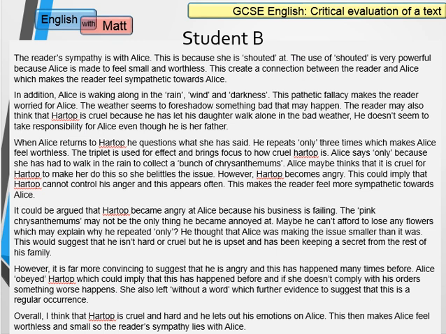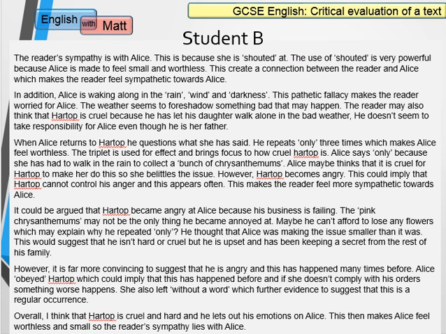Alice says "only" because she has had to walk in the rain to collect a bunch of chrysanthemums. Alice maybe thinks that it is cruel for Hartop to make her do this, so she belittles the issue. However, Hartop becomes angry. This could imply that Hartop cannot control his anger, and this appears often. This makes the reader feel more sympathetic towards Alice.